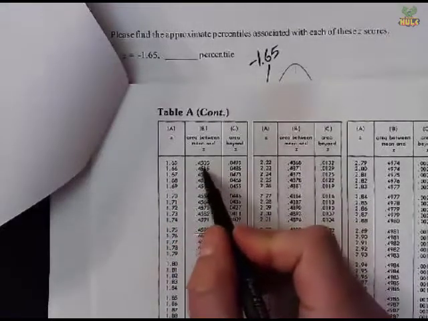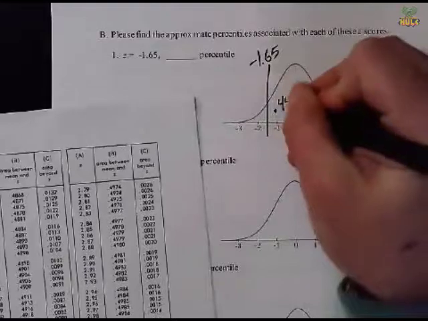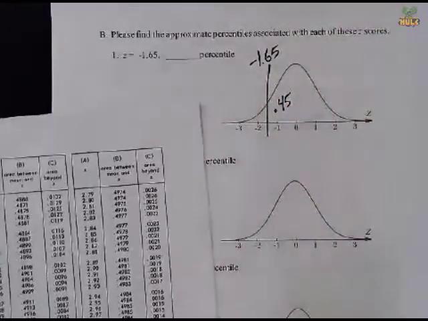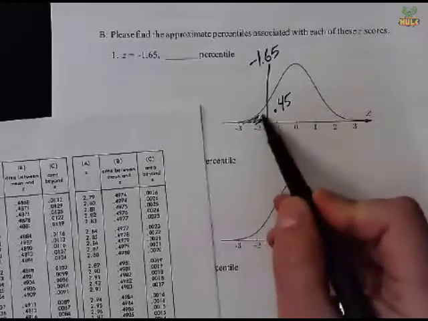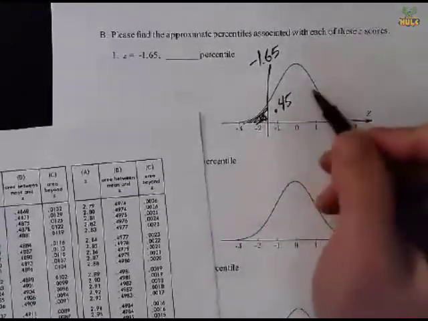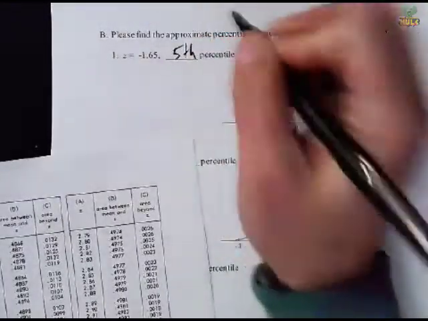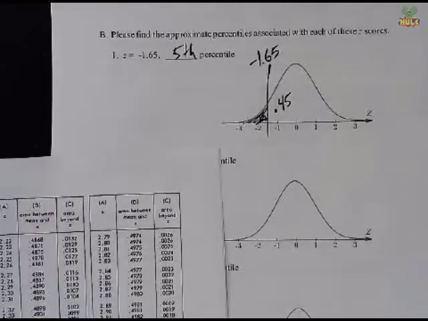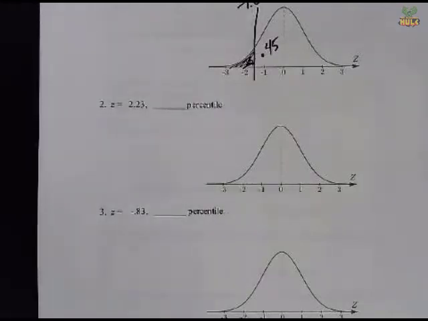This tells us there's 45% between the mean and z, right? So that's 0.45 over here. But percentile is how many scores fall at or below that score, right? This little shaded in section. So that would be 50 minus 45, and we would say that this person was then in the 5th percentile, right? 50 minus 45 is 5. Okay, next one. Next one says 2.23, right?